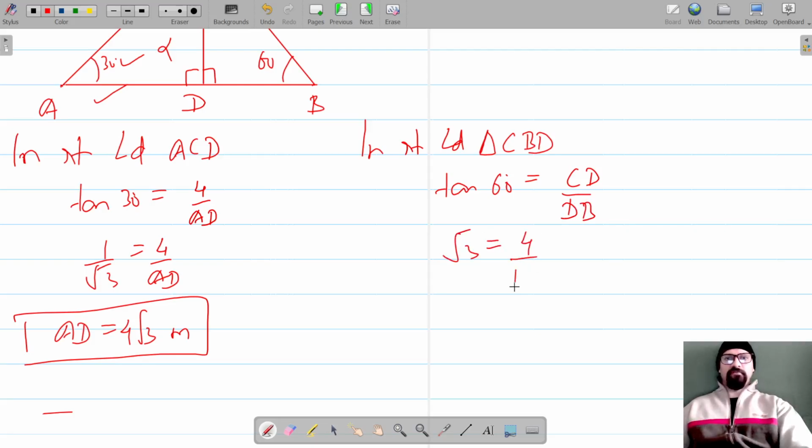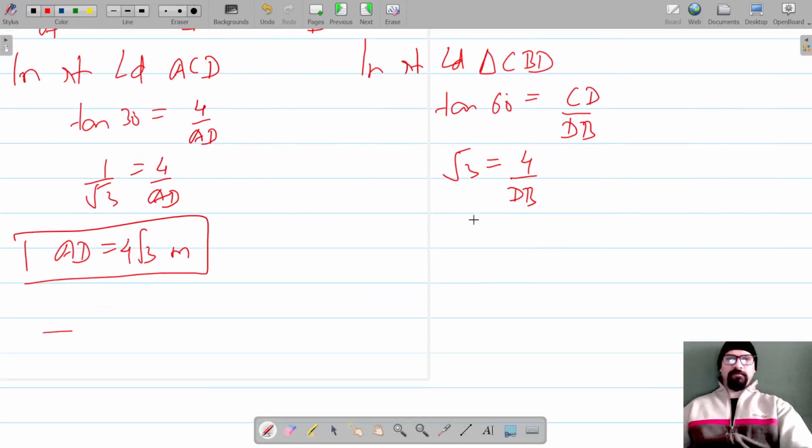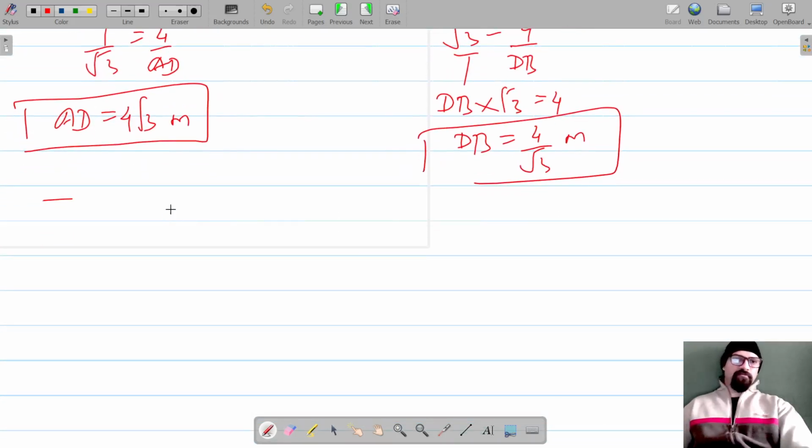CD is 4 dB. We have to calculate. So if I cross multiply this, this gives me dB into root 3 is equal to 4. So dB is equal to 4 by root 3 meter. And now we have to find the width of the river.